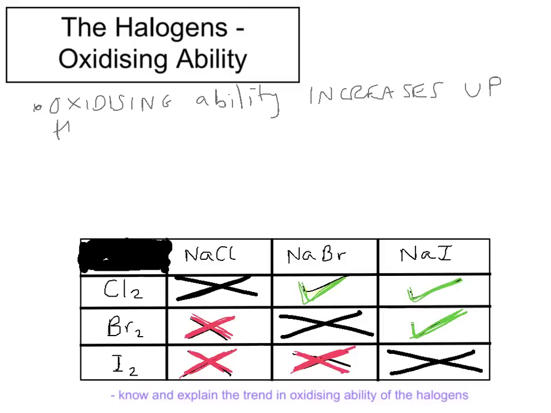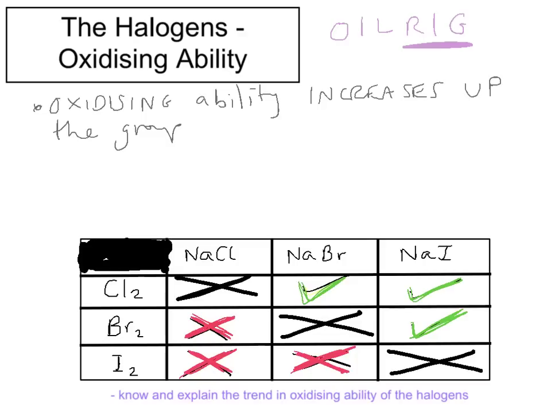And to explain this, we have to think about what is actually happening to the chlorine, the bromine, the iodine when they oxidize something else. And what's happening is they're getting reduced themselves. And if you remember oil rig, if something's being reduced, it is gaining electrons. So the question is, why does it become easier to gain electrons as you go up this group? And the reason is that the number of shells decrease.